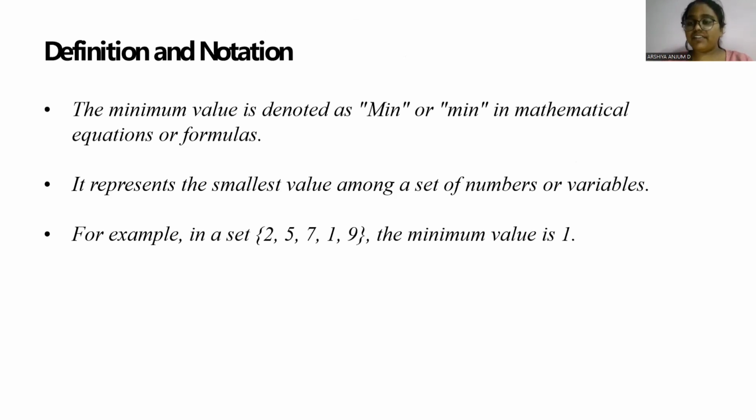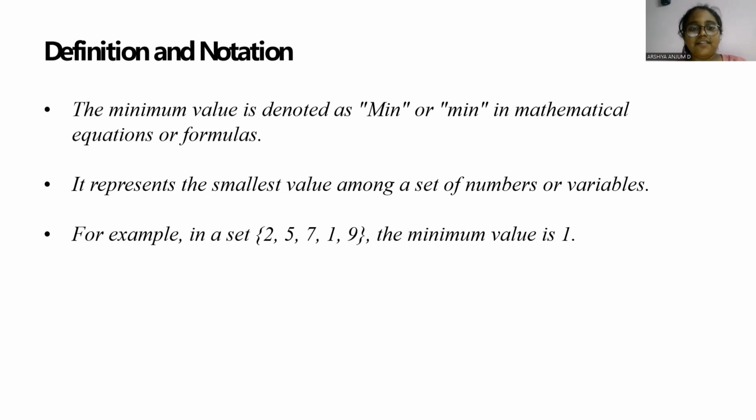So let us know definition and notation. The minimum value is denoted as capital MIN or small min in mathematical equations or formulas. It represents the smallest value among a set of numbers or variables. If we give a set of numbers, it represents the smallest value amongst the set.